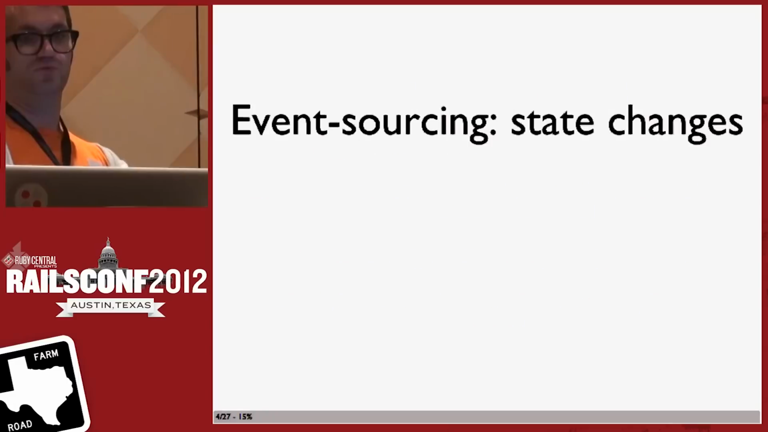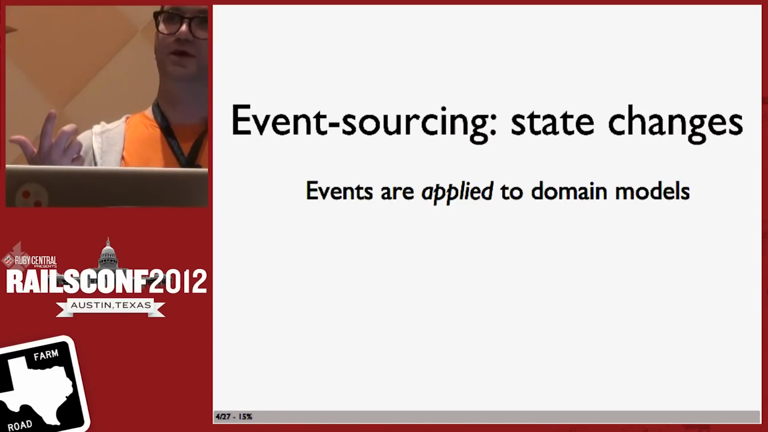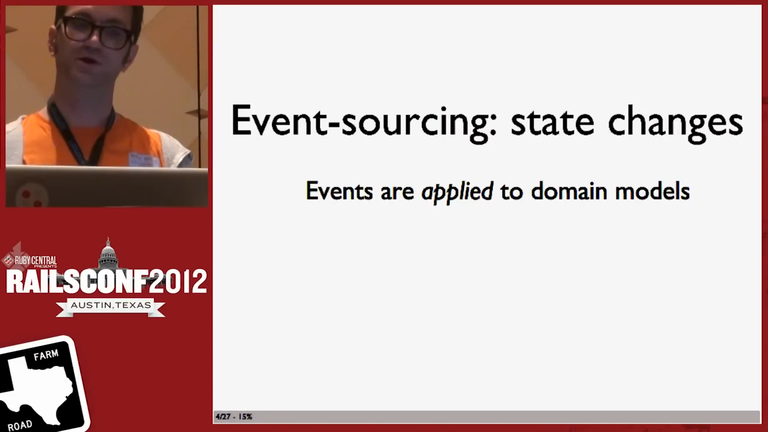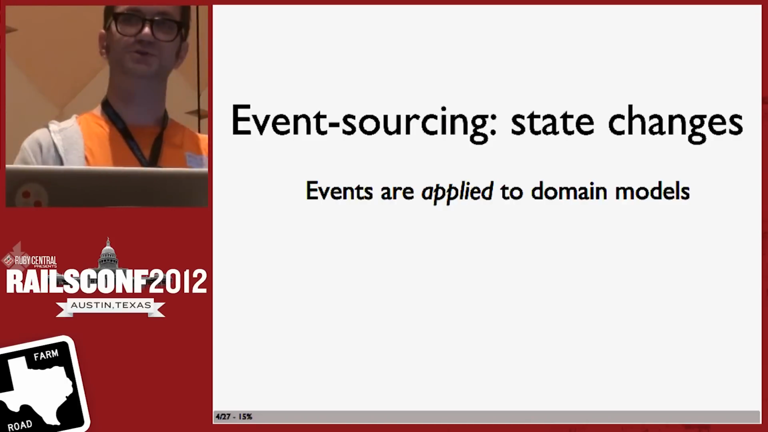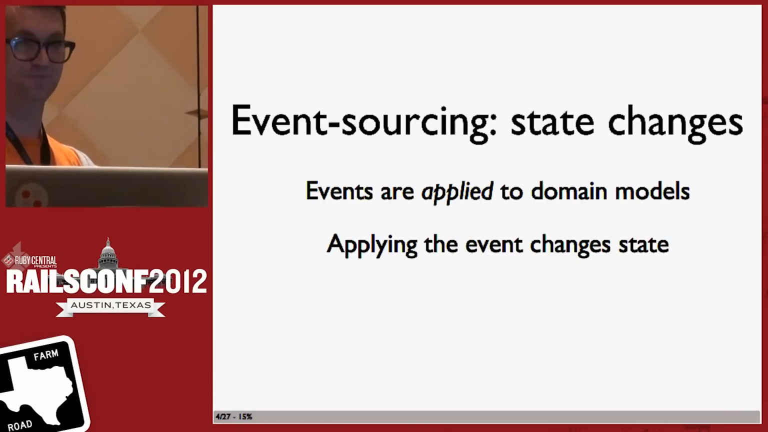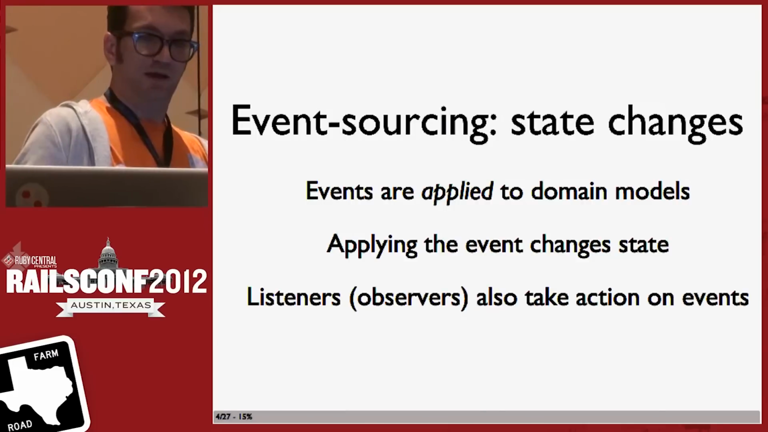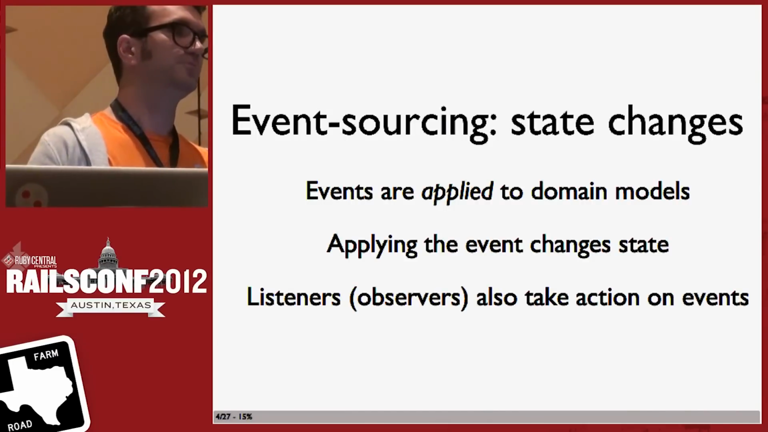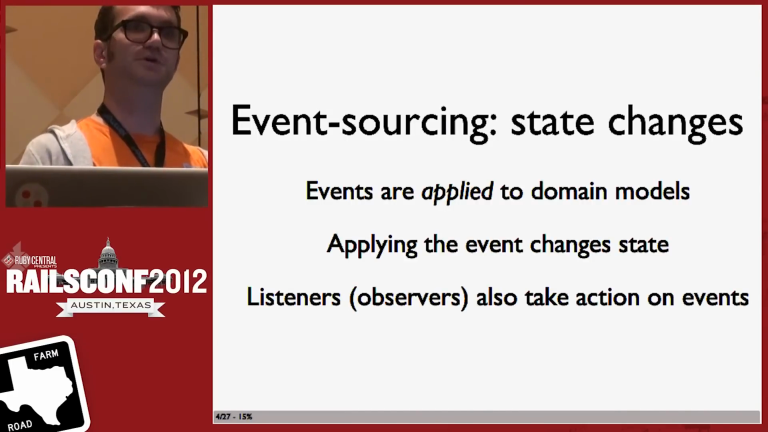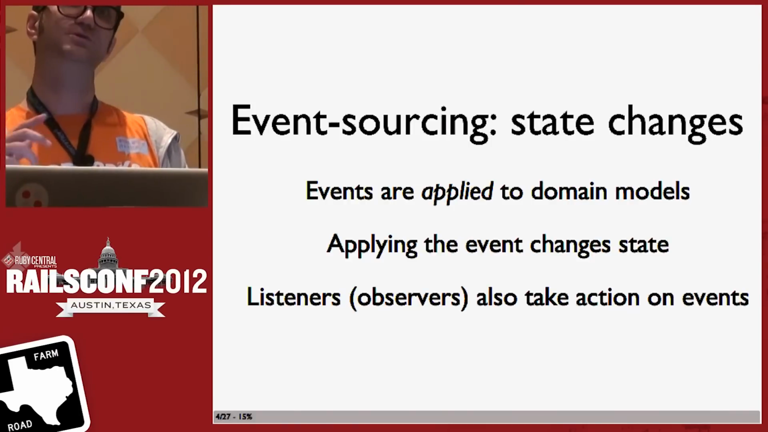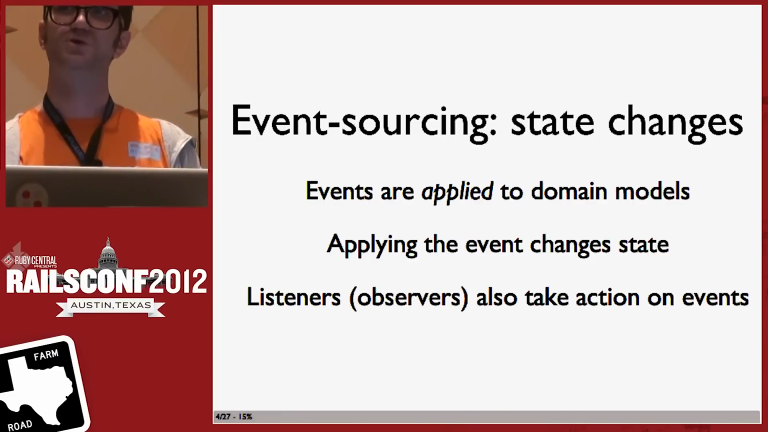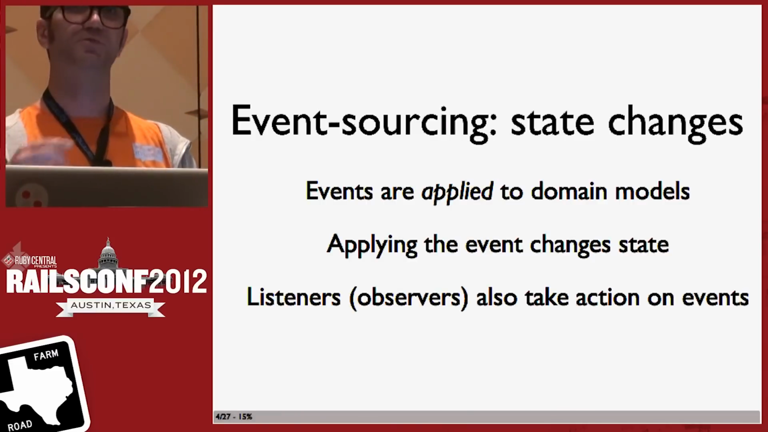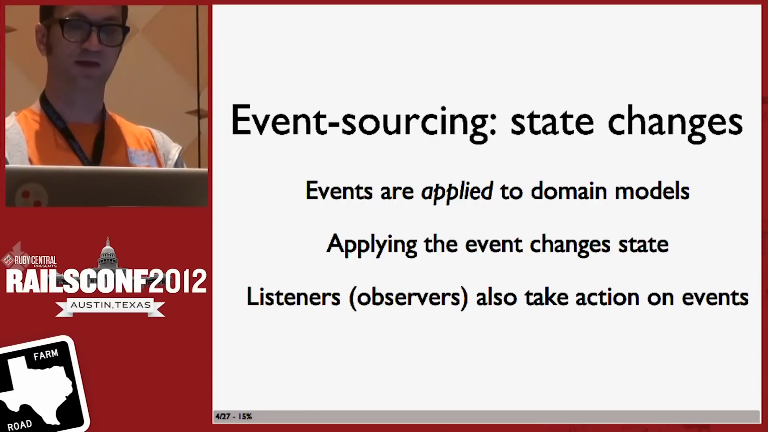So we've got these events. The events hold the data that we need to mutate our application state, and we call that application. Applying the event changes the state in your data or in your application. And listeners are other objects that can also listen to these events and make changes based on those. Those are not themselves application state changes. That might be talking to an external service or persisting the events in some other form or fashion or something like that.